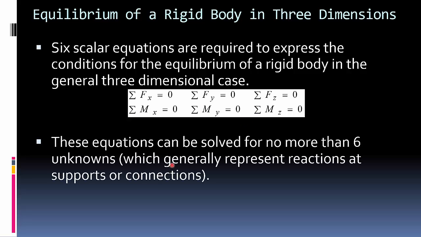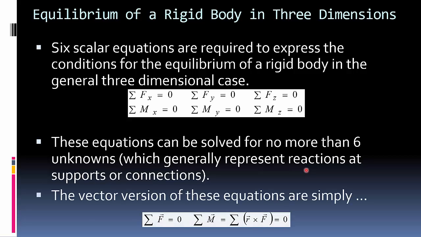Well, these equations can be solved for no more than 6 unknowns, which are usually, when you cut through something, the reactions at supports or connections, okay? And you can write the vector version of this equation simply: the vector sum of the forces is equal to 0, and the vector sum of the moments is equal to 0. So you'll notice we go from 3 equations and 3 unknowns in 2D to 6 equations and 6 unknowns in 3D. So it gets quite a bit more complicated. Conceptually it's not a whole lot different, but mathematically going from 3 unknowns to 6 unknowns and from 3 equations to 6 equations is quite a jump.